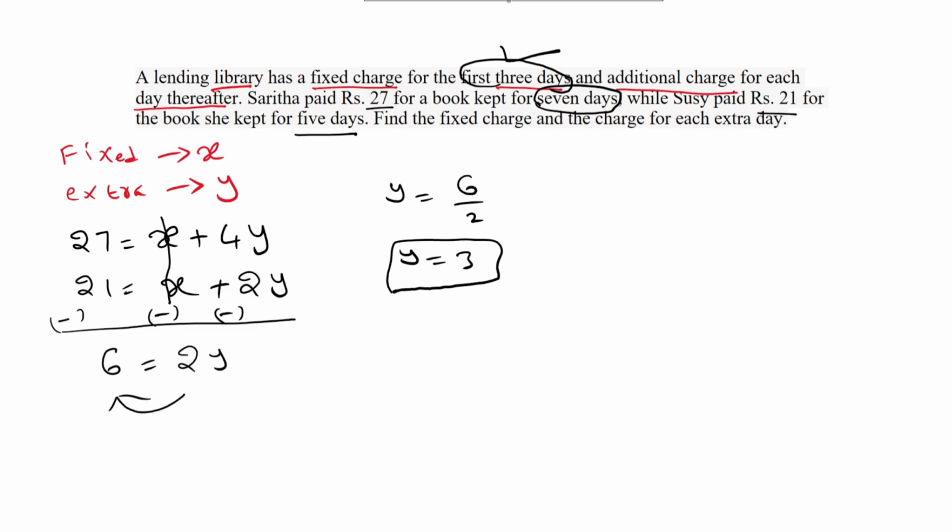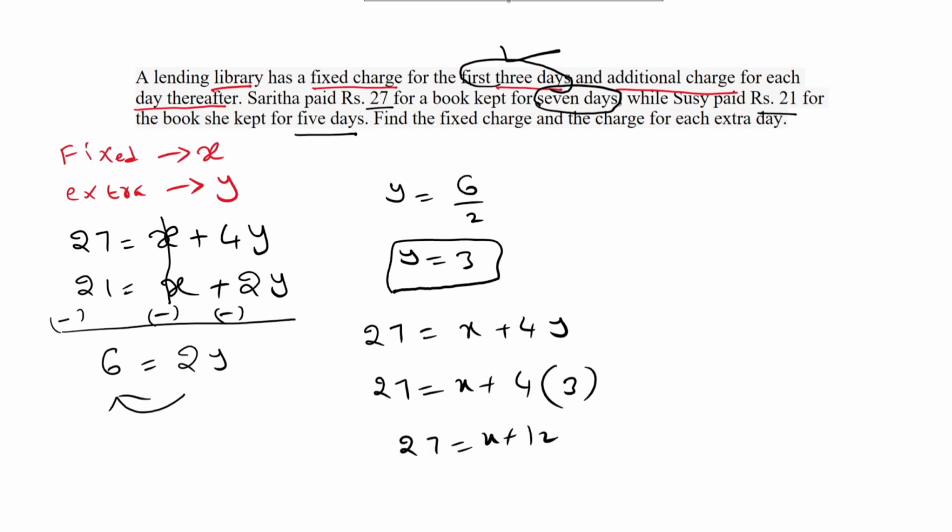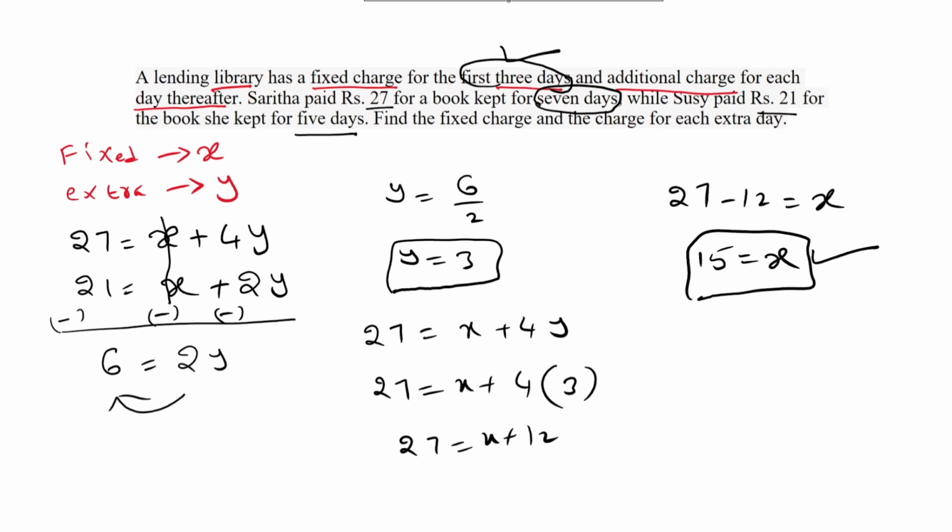Now substituting this y value in the first equation, 27 equals x plus 4y. 27 equals x plus 4 into the y value, which is 3. 27 equals x plus 12. Taking 12 to the other side, 27 minus 12 equals x. 27 minus 12 is 15, so the x value is 15. X means fixed charges, right? So the fixed charge for the first 3 days is 15 rupees, and thereafter she needs to pay 3 rupees extra.